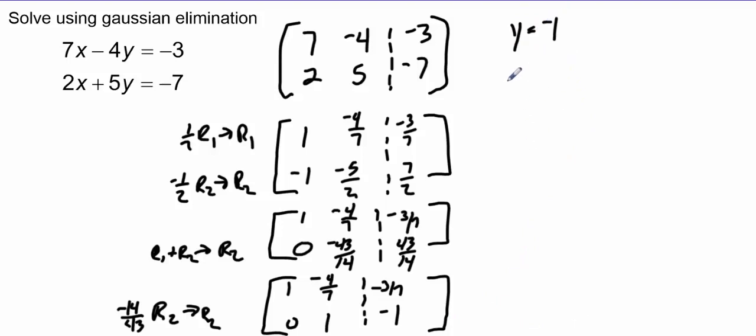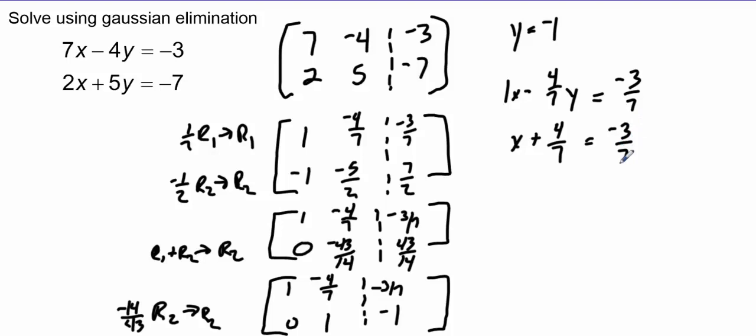I know that 1x minus 4/7 y equals negative 3/7. Plugging negative 1 into here, I get x plus 4/7 is equal to negative 3/7. Bring that guy over and x equals negative 1.